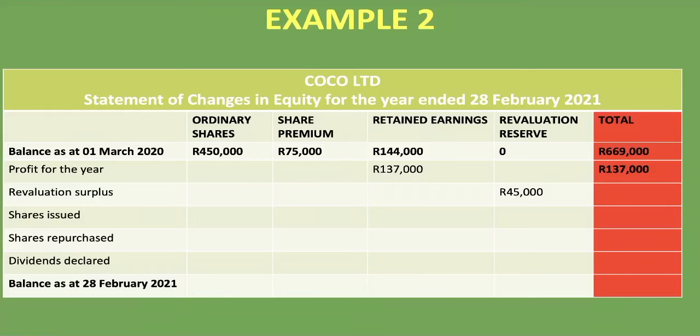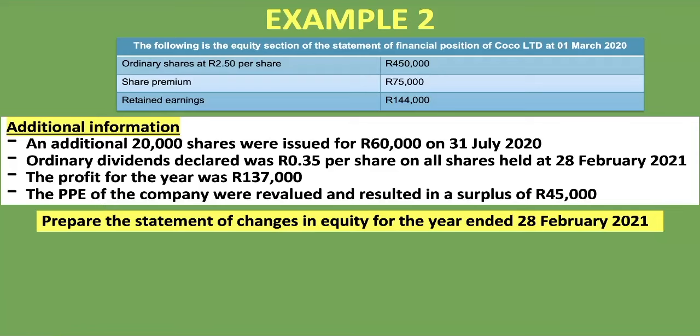So we'll put the 45,000 rand under revaluation reserve, don't forget that. And then we'll put that under total since we have no other item in that row. So we'll put 45,000 rand. The next thing that we look at is the shares issued. Now let's see what we issued here.